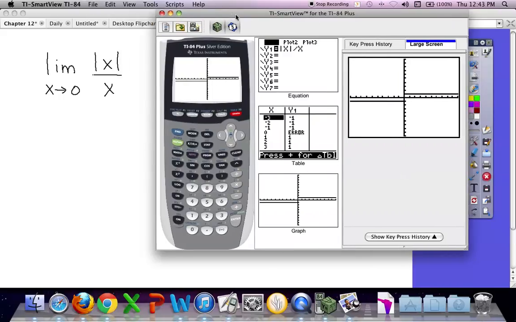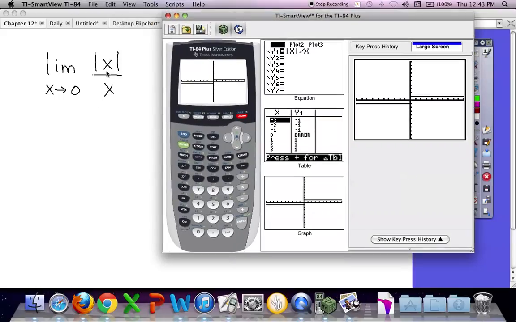Well, again, look at this function. Because it's got an absolute value in the numerator, but it does not in the denominator, the numerator is always going to be positive. The denominator will be negative when x is less than 0. So when x is less than 0, this is a positive over a negative, -1. When x is greater than 0, it's a positive over a positive, +1.